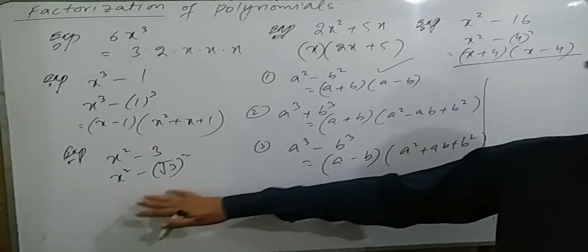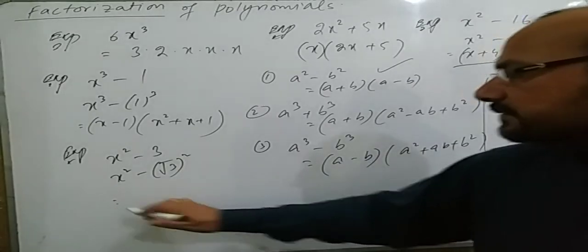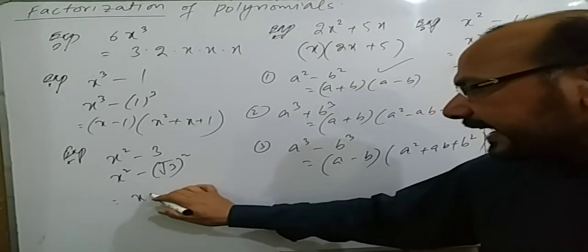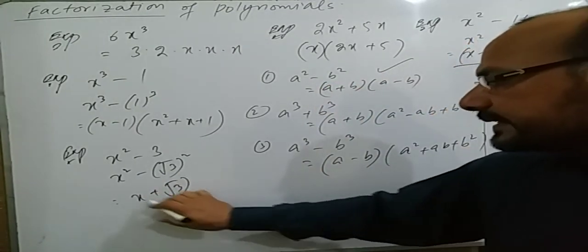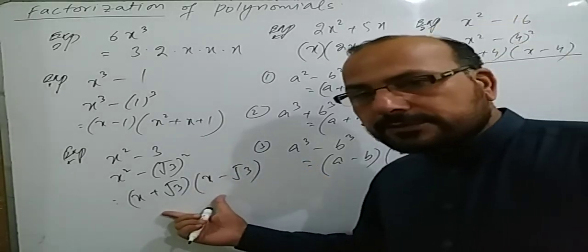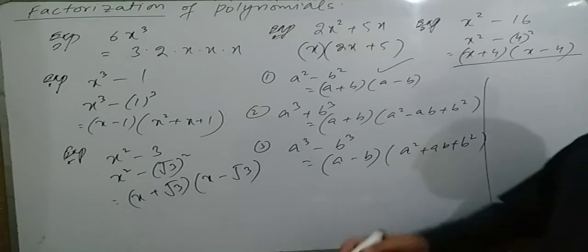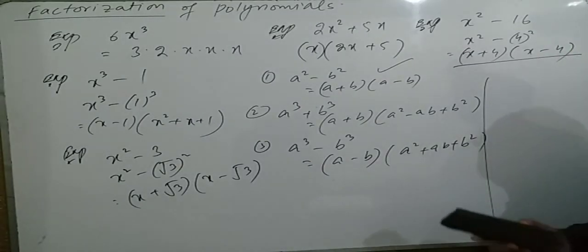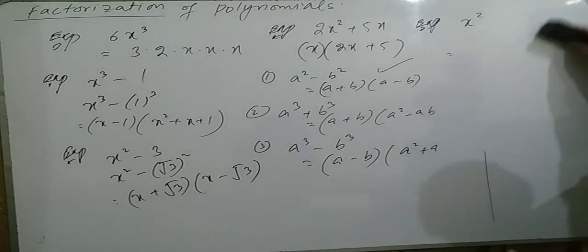So a square minus b square. Now it's satisfying the condition of a square minus b square. So you can write x plus under root 3 multiplied by x minus under root 3. So in this way you can make the factors of a binomial. After that, the factorization of three terms, trinomials.